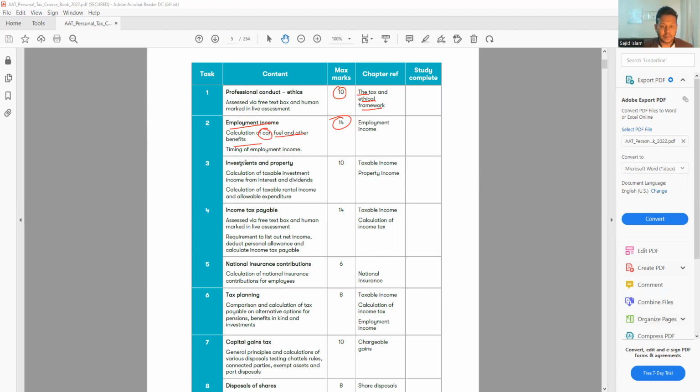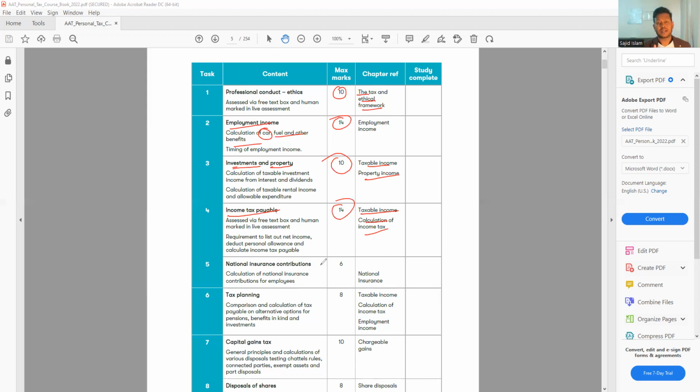Then we have investment and property. This is basically our savings and non-savings income. We have taxable income and property income chapters, and we're expecting 10 marks from there. Income tax payable: you have to calculate the whole income tax, how much you need to pay. So it's from the savings, the non-savings, and the dividends, and we have to use the personal allowance. After that, we see how much tax we need to pay to HMRC. This is called income tax payable. It covers almost 2 chapters, taxable income and calculation of income tax, and we have 14 marks from this area.